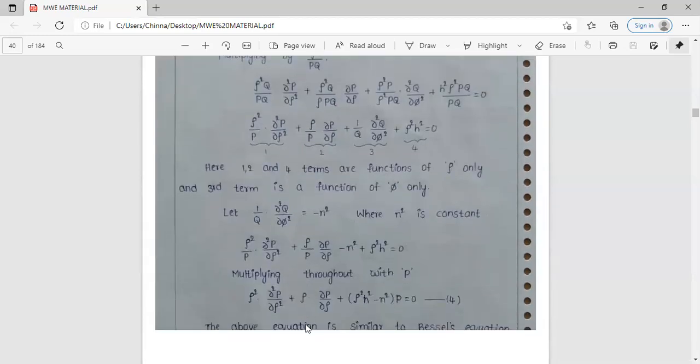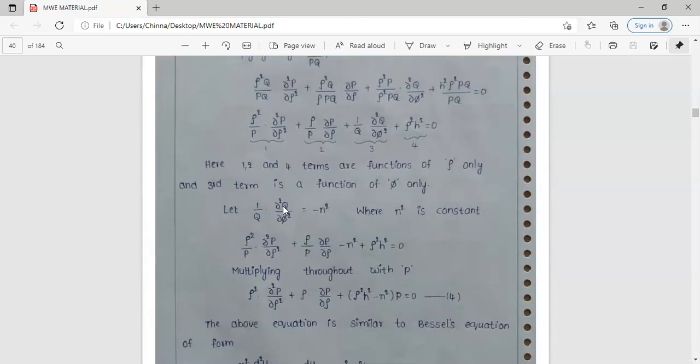So here we can represent that 1 by Q into dou square by dou phi square into Q is equal to minus n square. So n square is the constant, so I have taken it as minus n square. The above expression will be written like this. Multiplying throughout with P, we can obtain rho square dou square P by dou rho square plus rho into dou by dou rho of P plus rho square h square minus n square into P is equal to 0. Equation number 4.